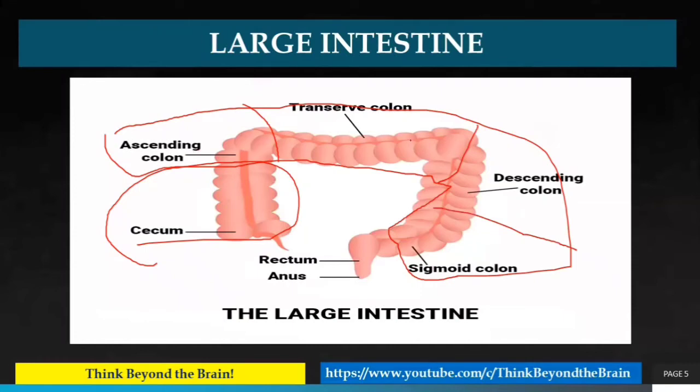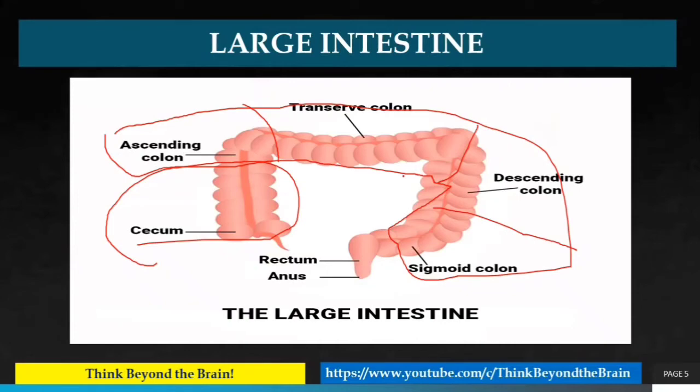So the colon is a large part of the large intestine, and it is divided into 4 parts. And then come the rectum and anus. The anus is another part of the body. The rectum is the third part of the large intestine.